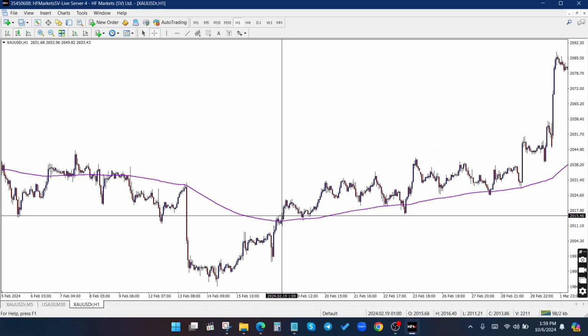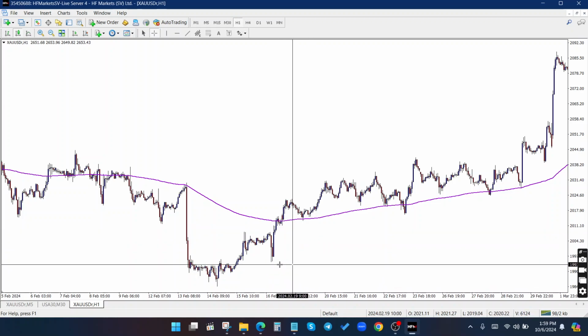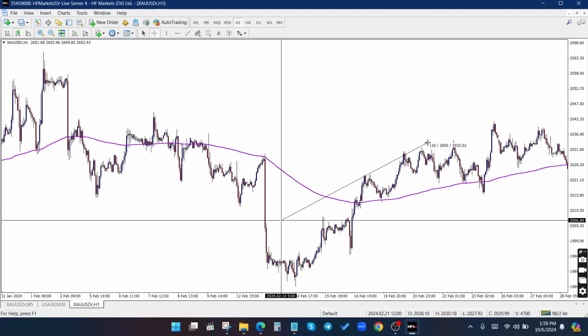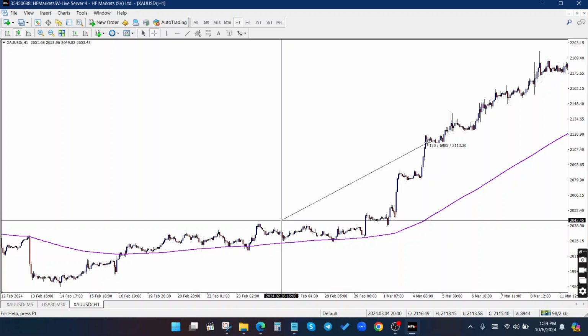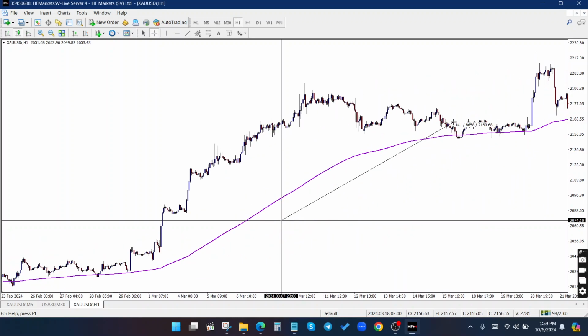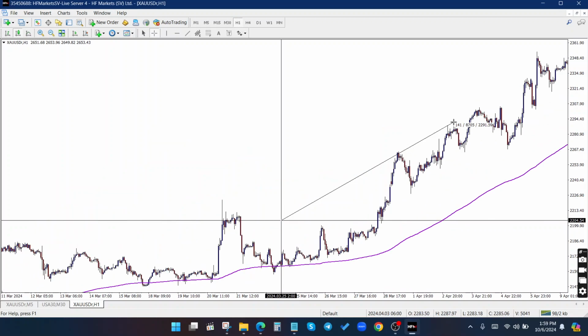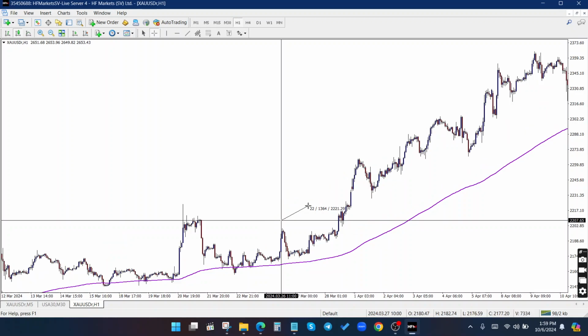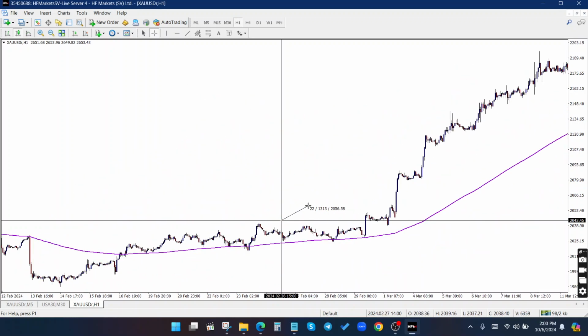And if we had entered this buy trade and set our stop loss below the nearest swing low and waited for that bearish crossover signal before selling, which happened around here, we would have caught over 1,000 pips.